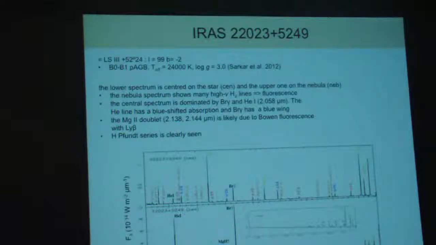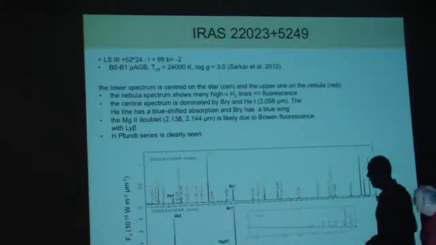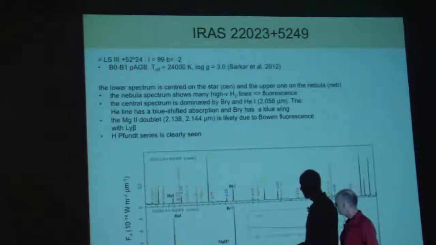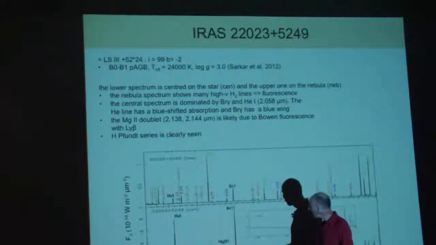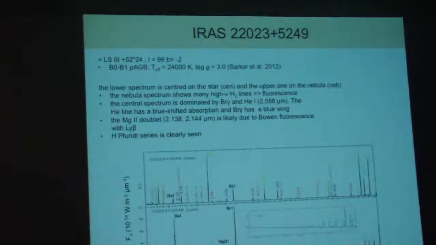This looks like a slightly hotter object, 24,000 K, around 22025. I'm showing two spectra here, one with an aperture centered on the star and one with an aperture centered on the nebula. And the nebula shows many, many H2 lines, some very faint lines that you don't usually see in photodissociation regions. We also see Brackett gamma and helium-I. And on the central star aperture, the Brackett gamma and helium-I is very strong. And we see this doublet feature here, which had been identified previously and possibly attributed to magnesium-II. That seems quite a secure identification now.